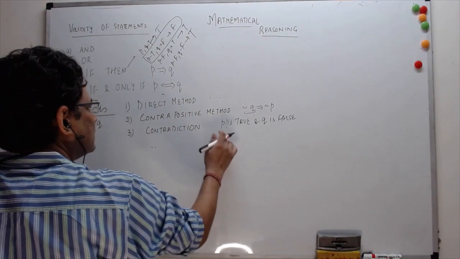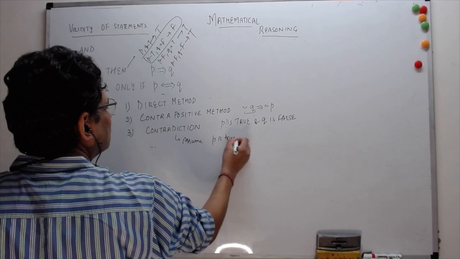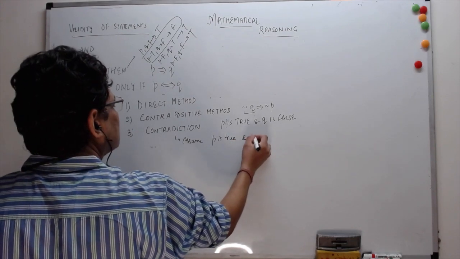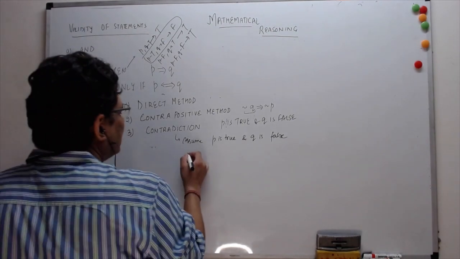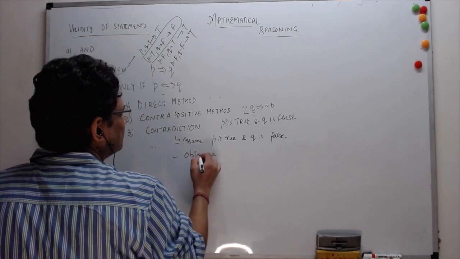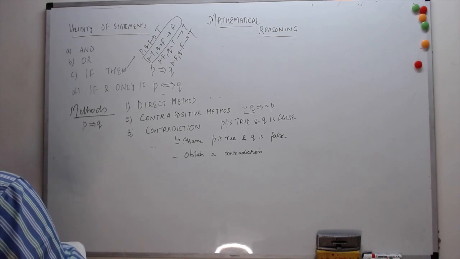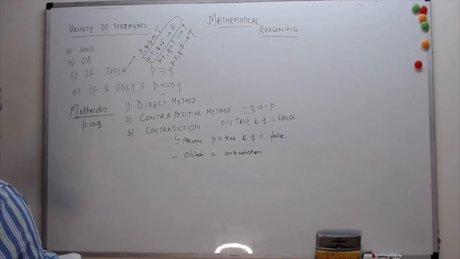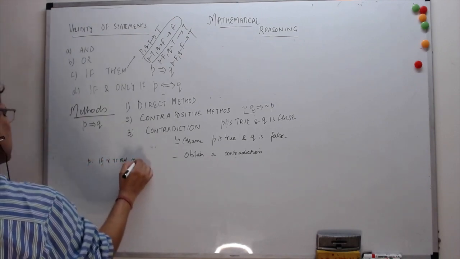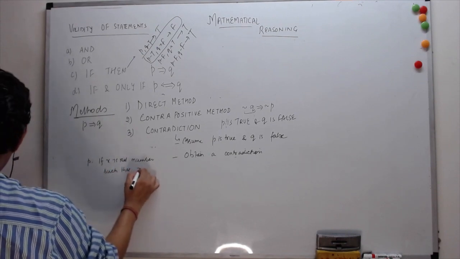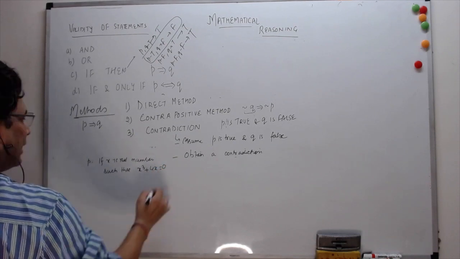Contradiction actually says that we assume that P is true and Q is false, and then we obtain a contradiction. So say for example, let's say we have a question like this. P: if x is a real number such that x cube plus 4x equals 0, then x is 0.